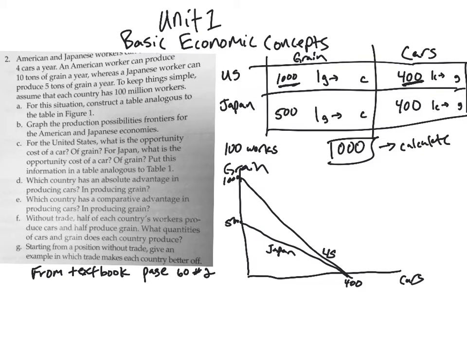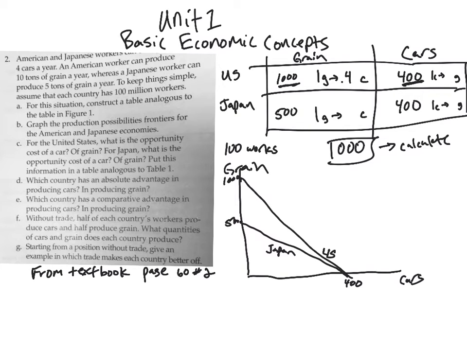So 400 over 1,000, we'll just call it decimal point 4. So it's going to be less than one car. Whether it's greater than or less than one doesn't really matter, but we want to know what's the opportunity cost. So one grain costs them 0.4 cars.